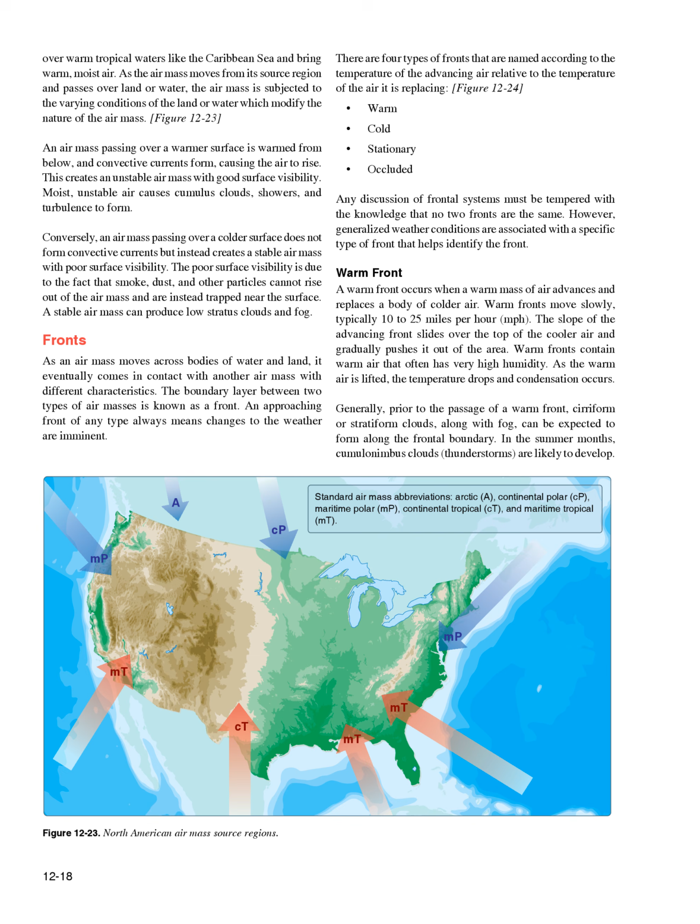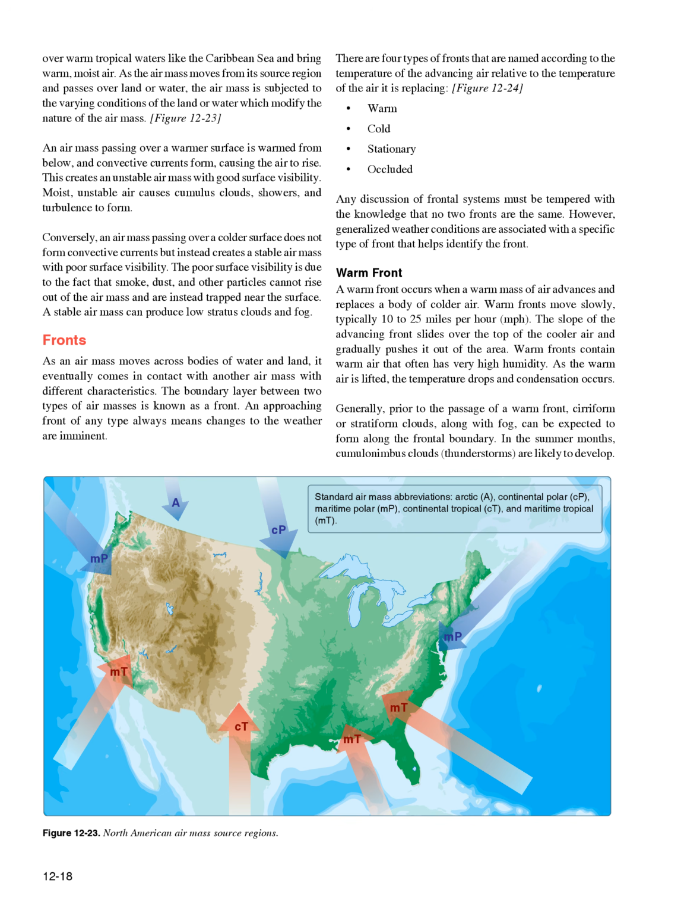As the air mass moves from its source region and passes over land or water, the air mass is subjected to the varying conditions of the land or water which modify the nature of the air mass. In Figure 12.23, an air mass passing over a warmer surface is warmed from below, and convective currents form, causing the air to rise. This creates an unstable air mass with good surface visibility. Moist, unstable air causes cumulus clouds, showers, and turbulence to form. Conversely, an air mass passing over a colder surface does not.